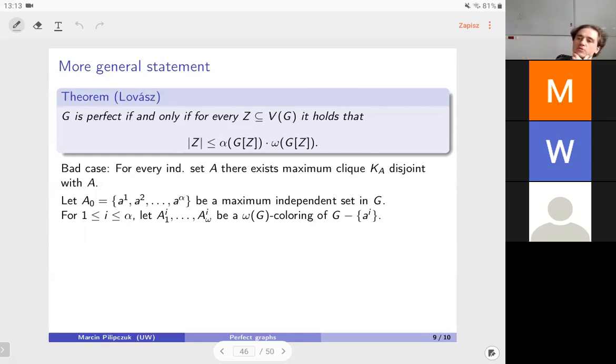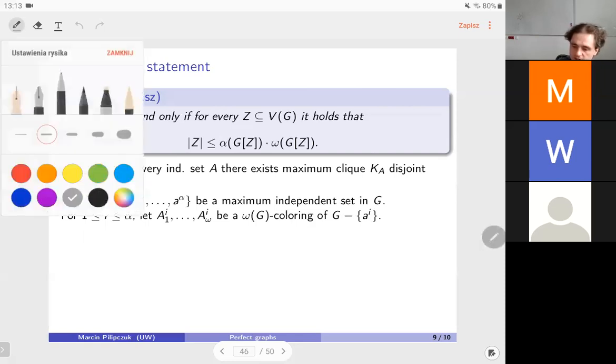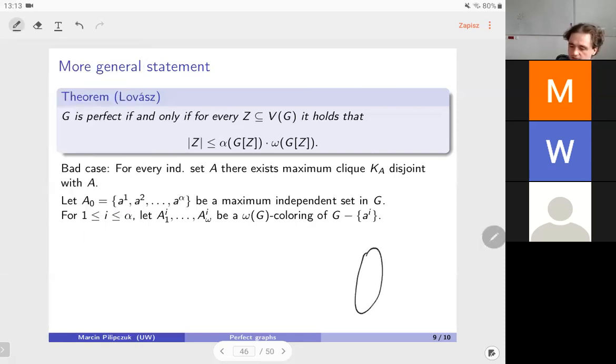Okay, let's do the following construction. I take one independent set, a maximum independent set. It has vertices A1 up to A alpha. I'm dropping the G from notation: alpha is alpha of G, and omega is omega of G, just not to put G everywhere.